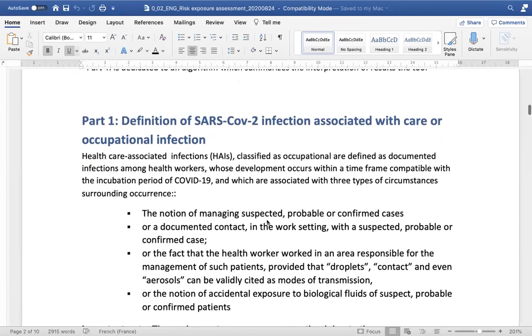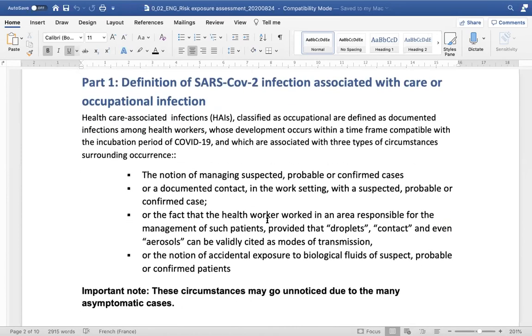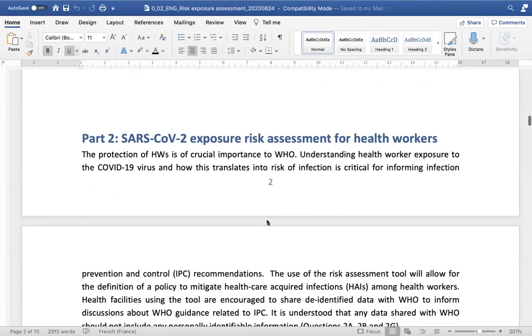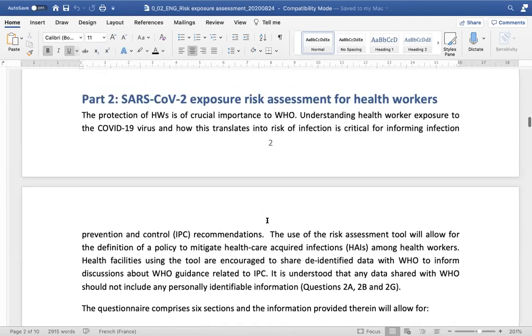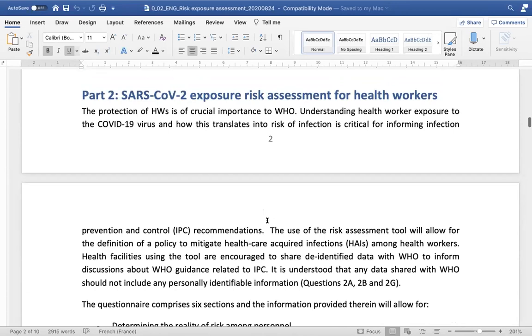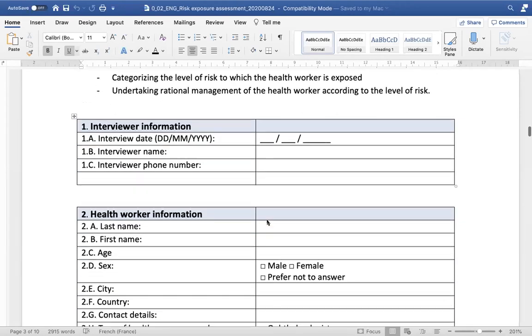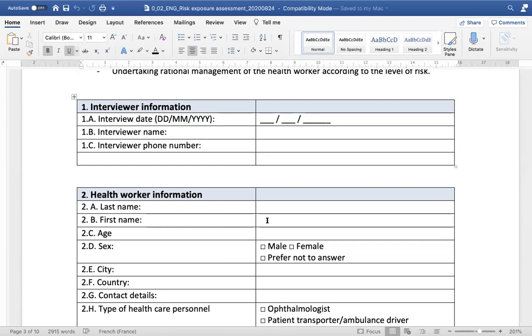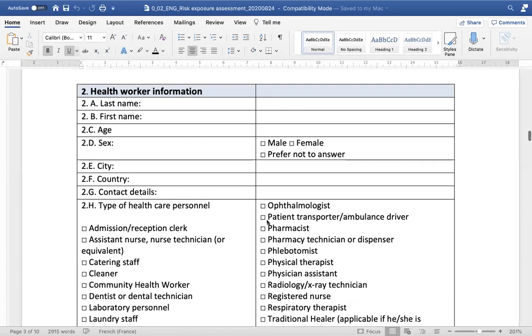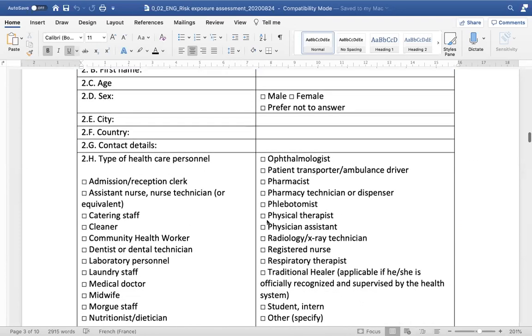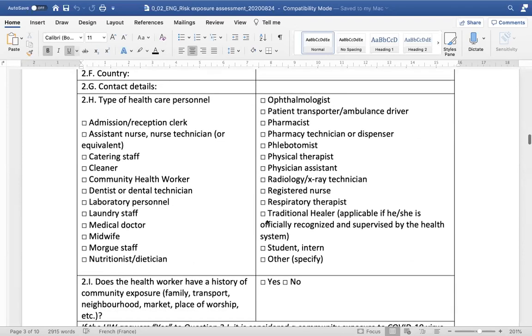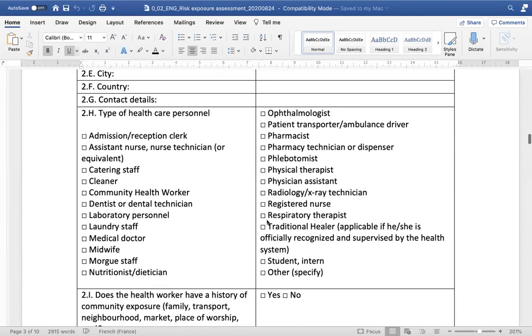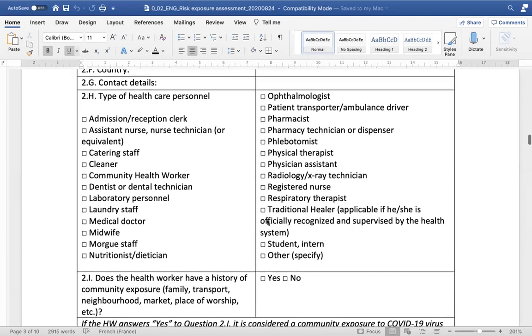Okay, scroll down, please. Kindly scroll down. So for the tool, we have the interviewer's information: the date that was interviewed, the name of the interviewer and the phone number, and then we get the health worker's information, the last name, first name, age, sex, and so on. And of course, the type of healthcare personnel, categorized as the auxiliary staff or the medical professionals therein.